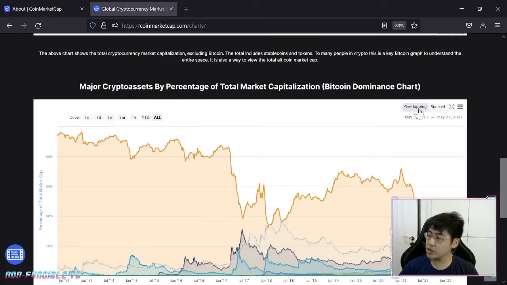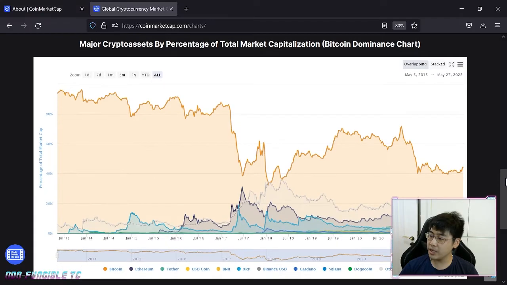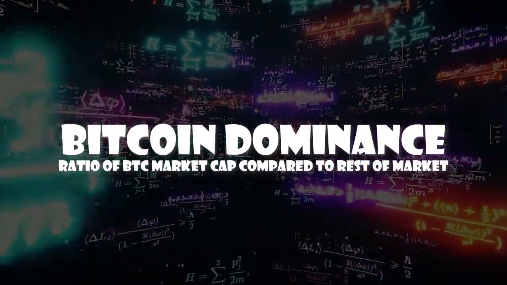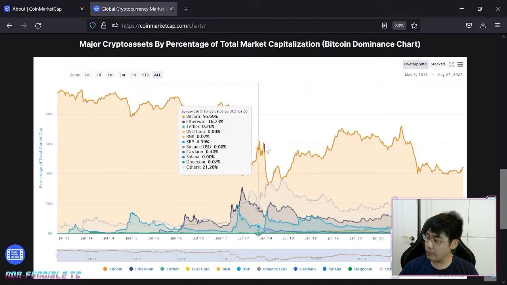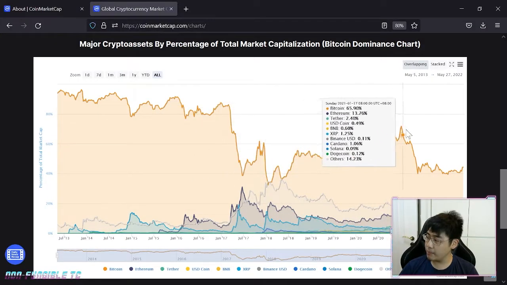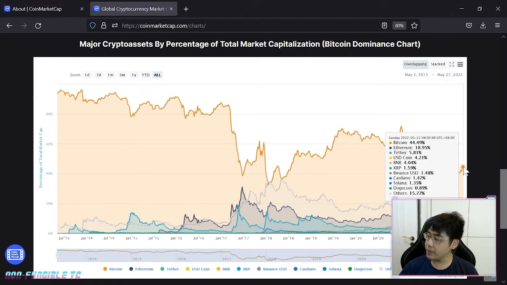And then there's another chart which is called the Bitcoin Dominance chart. It basically shows you how much money is in the respective cryptocurrency. So for Bitcoin, we do see a dump a while back, and then now slowly going back up and down, and so on, right? So right now Bitcoin has a Bitcoin dominance of 44.49%. It basically means that in the whole crypto market, 44.49% of money is actually in Bitcoin, and then there's 18.95% in Ethereum, and then 5.81% in Tether, and so on, right?